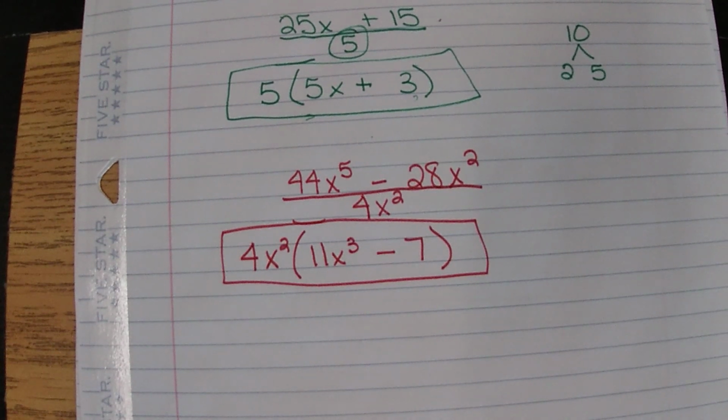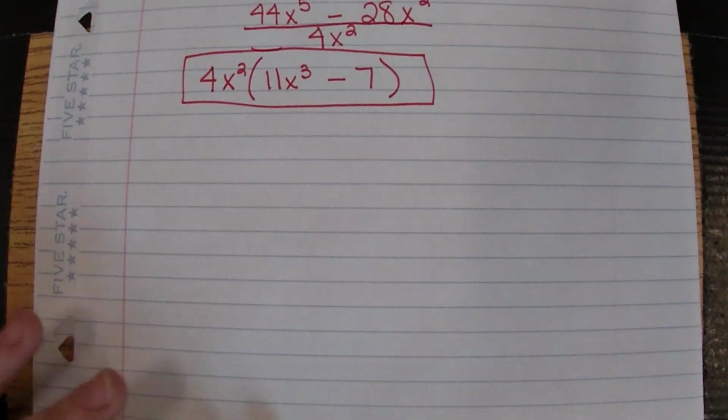Now these can be longer, these can be shorter. We can get bigger or smaller numbers. We can have multiple variables. But the concept is still going to be the same.